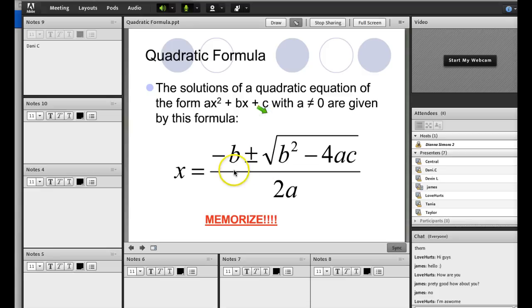Underlined? It's not underlined. That's what we're going to go through right now.